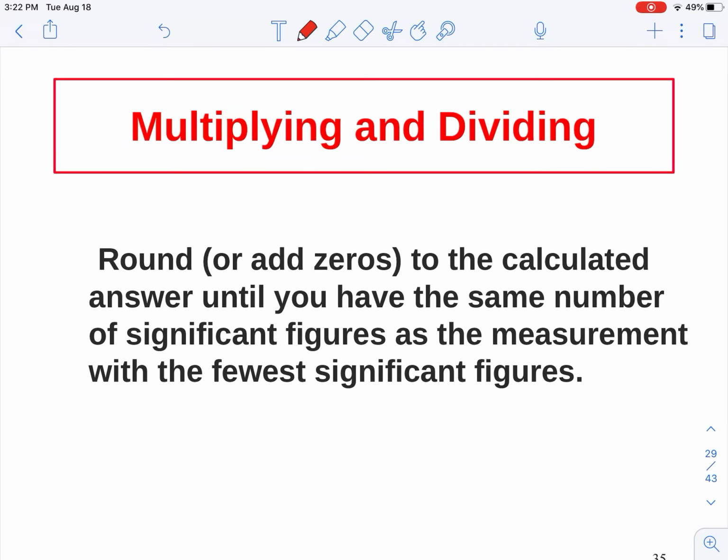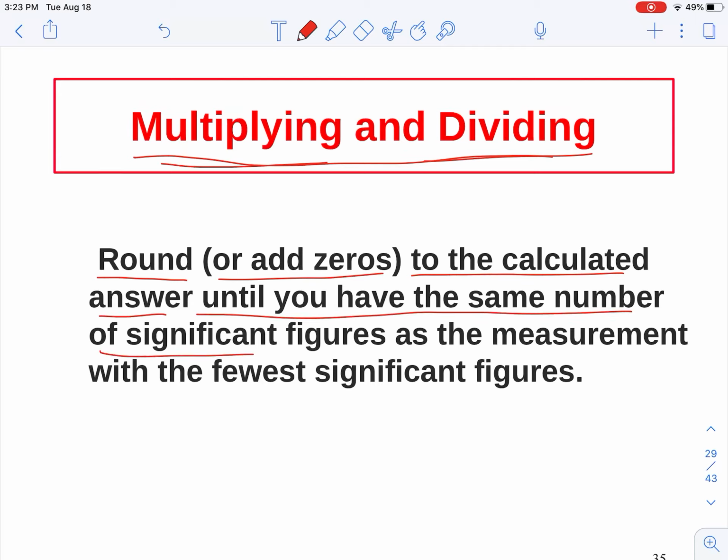All right, now that we've determined how to see the amount of significant figures, let's apply this knowledge to multiplication, division, addition, and subtraction. First, let's look at multiplication and division. This is the rule: round or add zeros to the calculated answer until you have the same number of significant figures as the measurement with the fewest significant figures. So what does that mean?